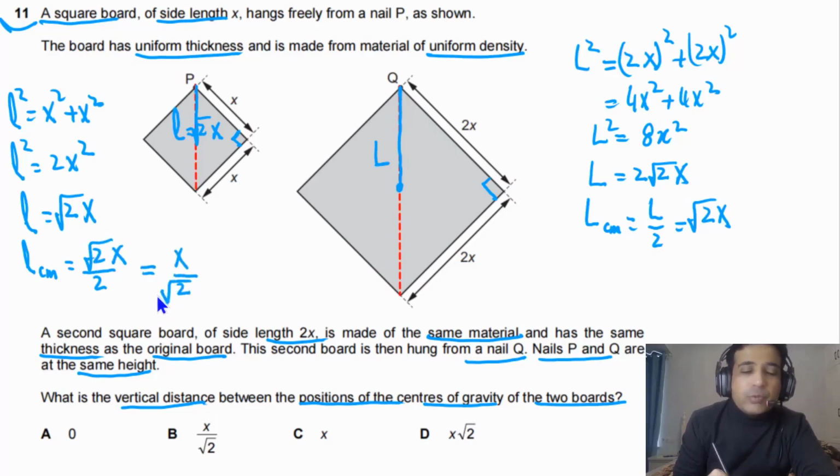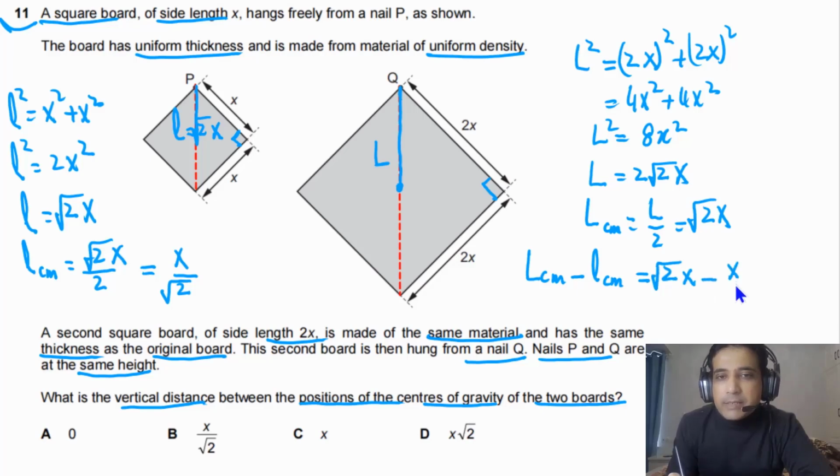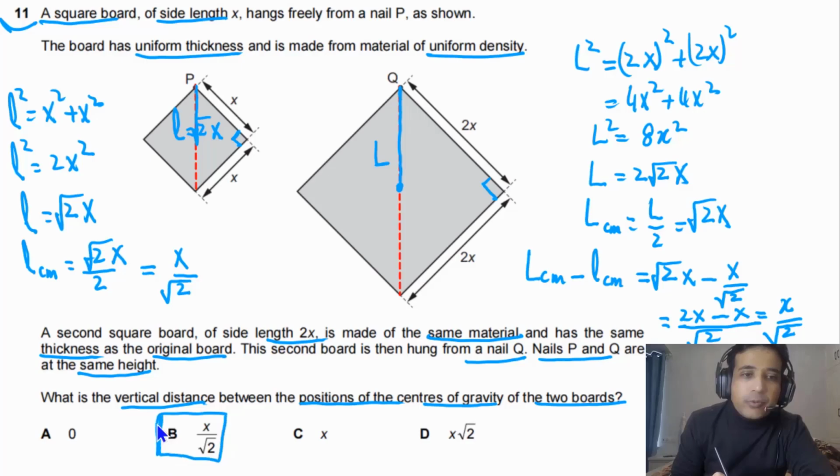Now we need to find the difference between these two, that is, LCM minus small lCM. So we have LCM, that is root of 2 times x, minus x divided by root of 2. Now from here, root of 2 multiplied with root of 2 gives us 2x, and here we get x. And finally, this will be equal to x divided by root of 2. And this is our final answer. So this is how you can approach this problem. And this is a beautiful way to answer this kind of problem.